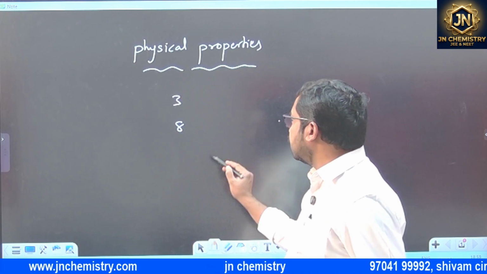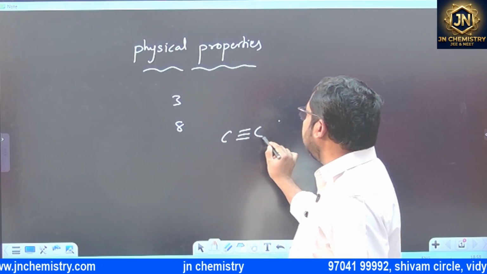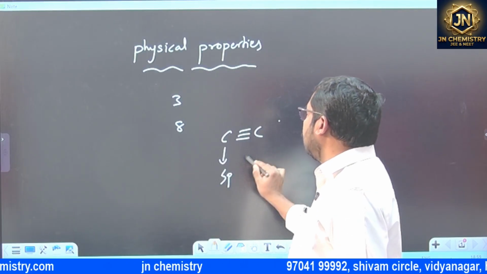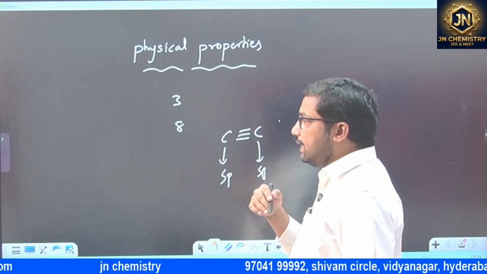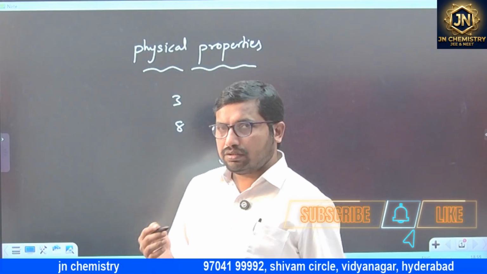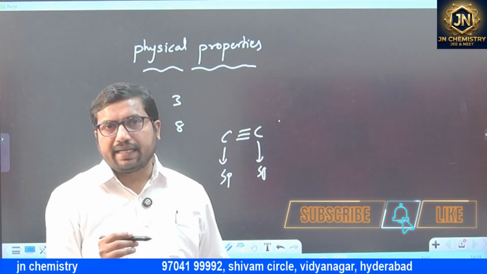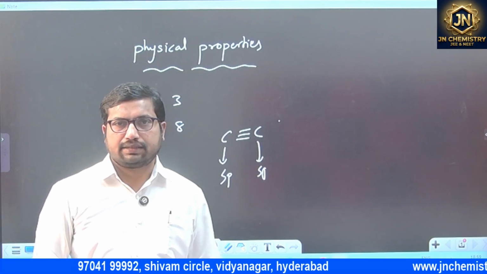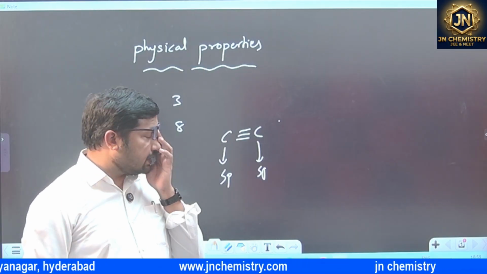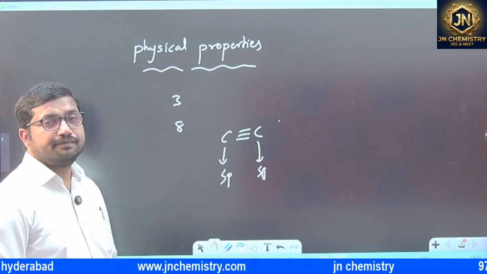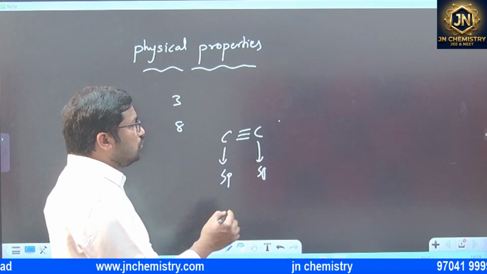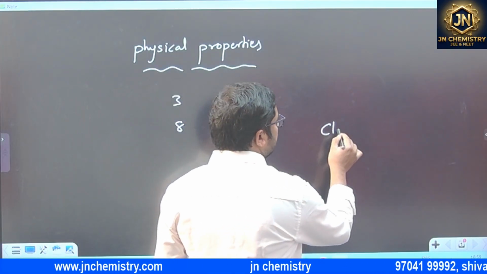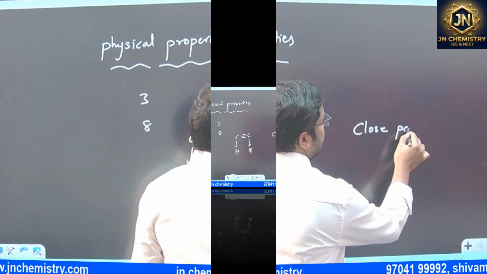Because alkynes have a triple bond with sp hybridization, right? Because of the sp hybridization they are linear. So because of the linear structure, the melting and boiling points are slightly higher than the corresponding alkenes and alkanes. What exactly happens? Close packing structure is possible. Write it down.